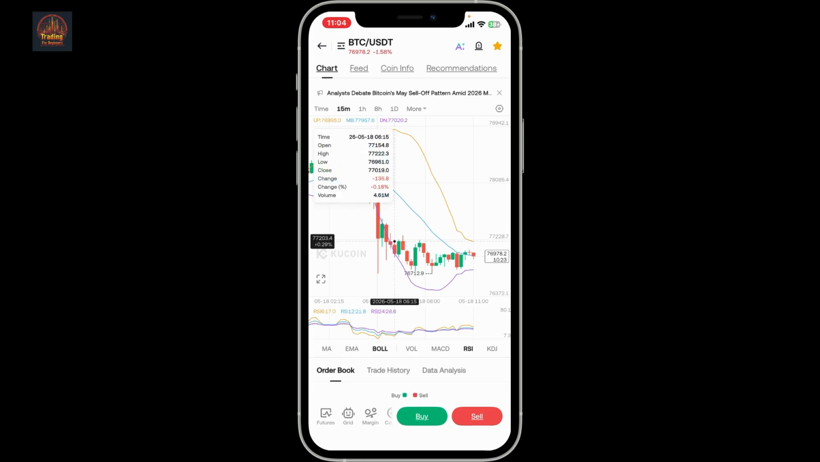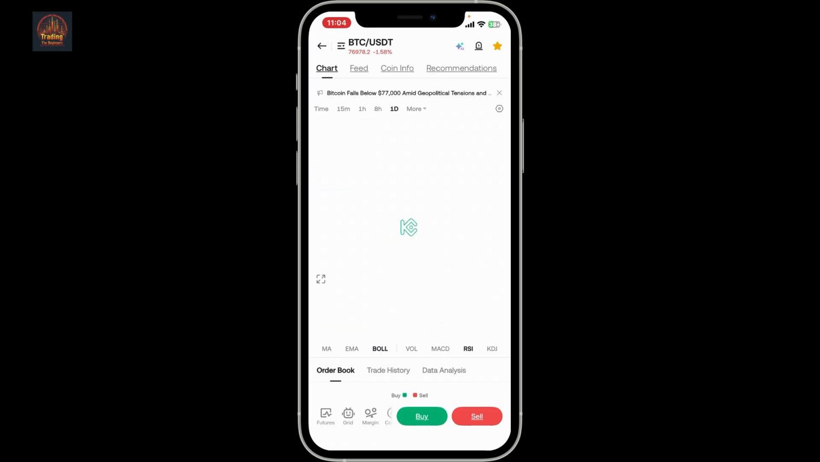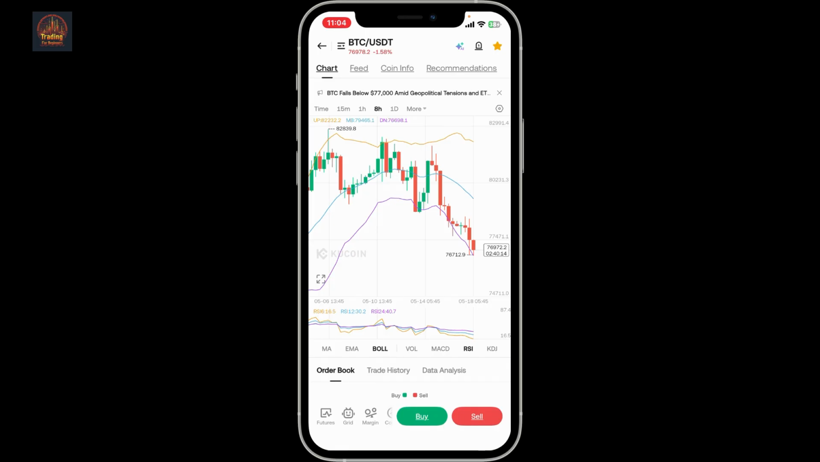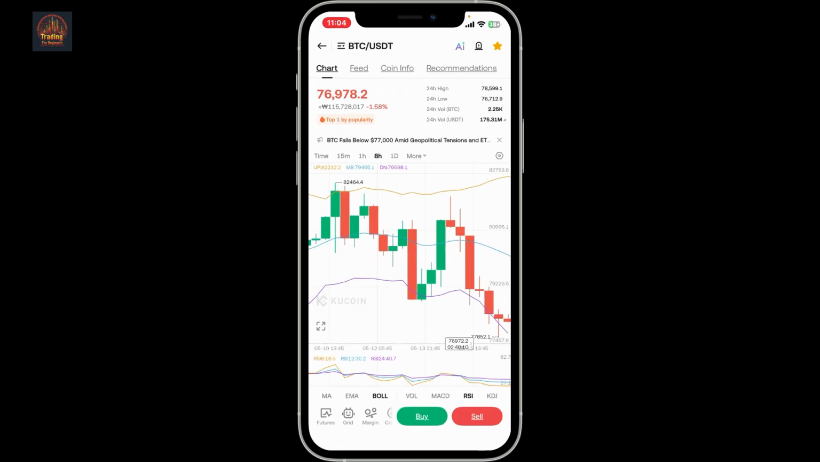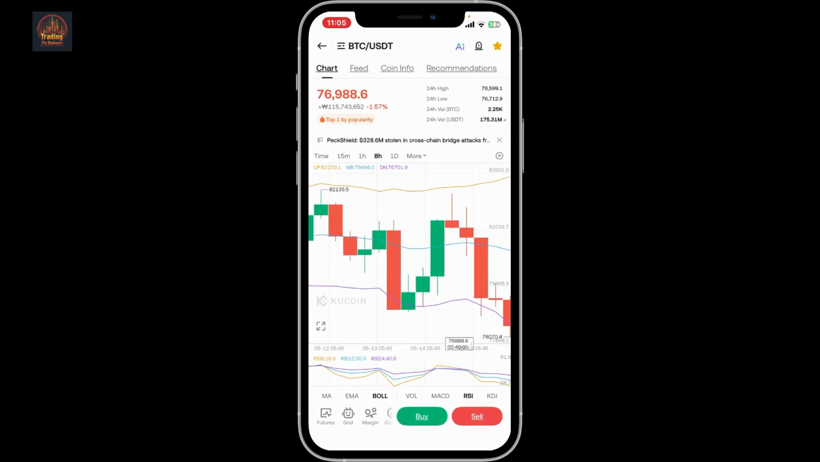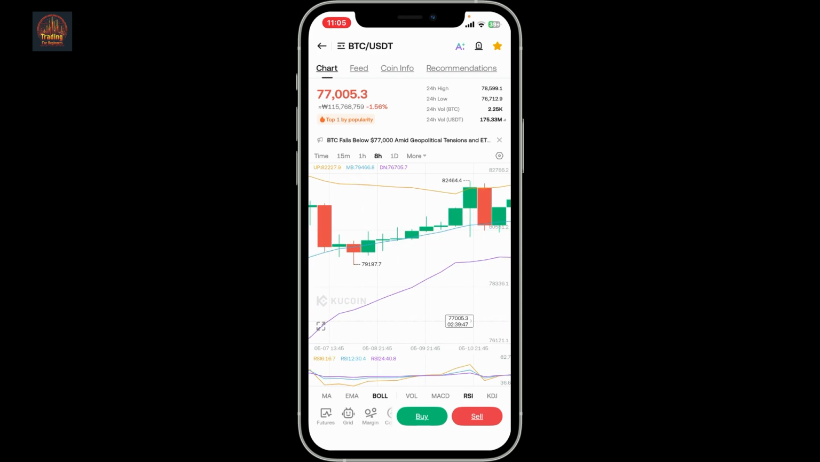Each candle shows price movement for a specific time, like a minute, hour, or day, and so on. If the candle is green, it means the price went up during that time. If the candle is red, it means the price went down. Each candle has two parts: the body, which shows the opening and closing price, and the wicks or shadows, which show the highest and lowest price reached.